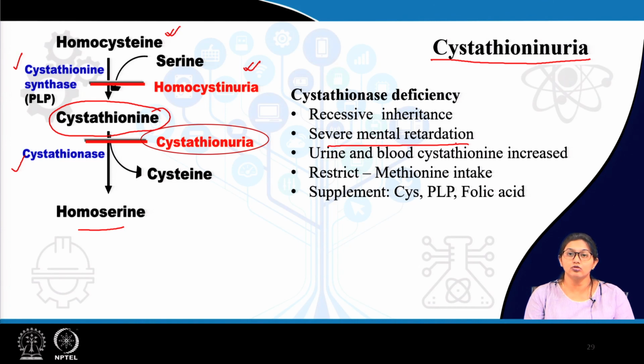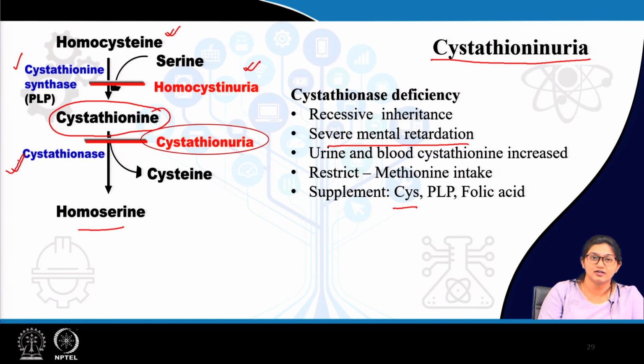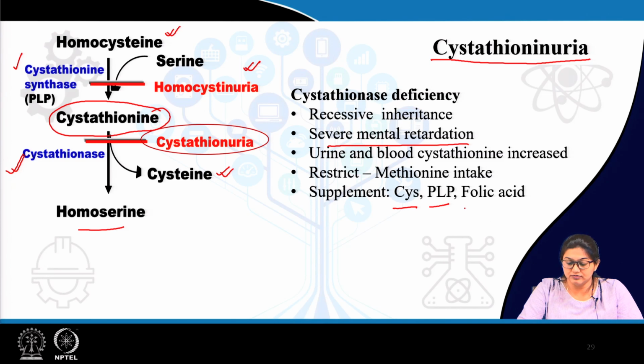So, what you need to do? Methionine containing diet should be restricted, and alternatively what should be supplemented? Cysteine, because this degradation is hampered. So, there will be cysteine deficiency as well, so cysteine should be supplemented. Then pyridoxine as well as folic acid, these vitamins should be supplemented in diet.